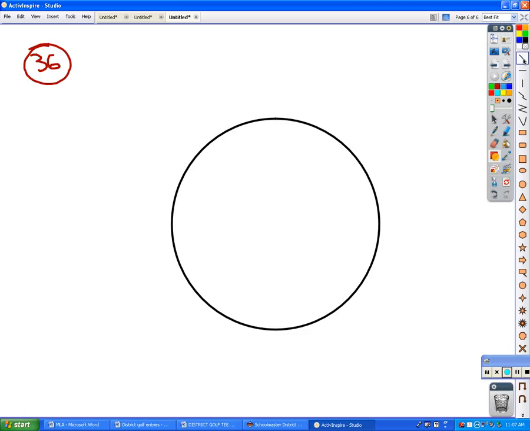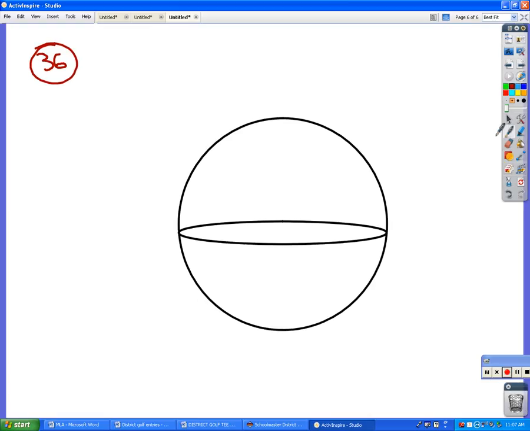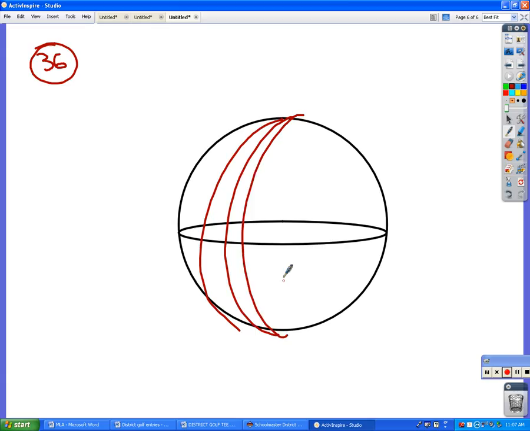The 24 lines of longitude that approximate the 24 standard time zones are equally spaced around the equator. If you have good old planet Earth right here, and that's the equator, what they've done is they've taken it and divided it up into a bunch of pieces.